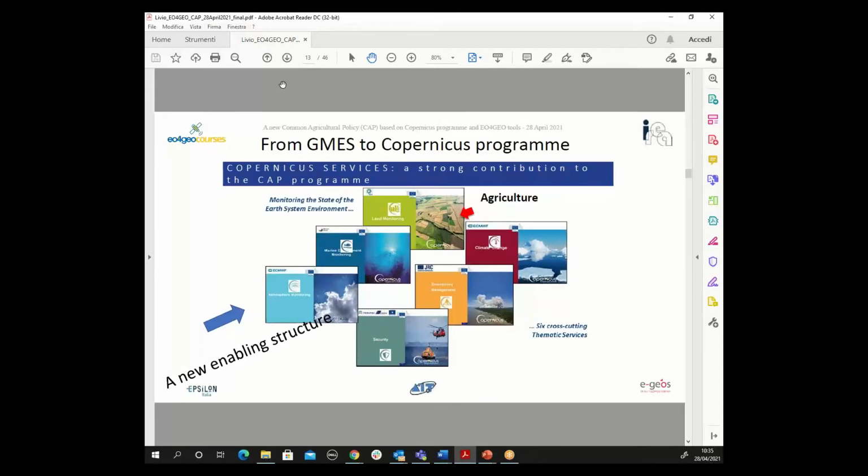Now we can start with Copernicus. Global Monitoring for Environment and Security was the first name in '98 when this program was born. But our target is the thematic service land, within agriculture.